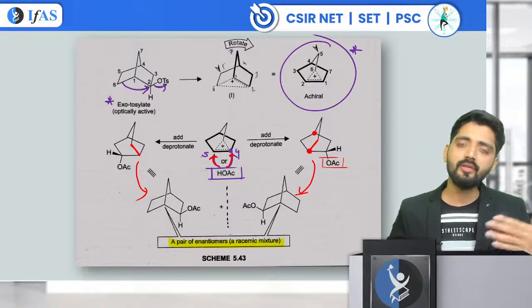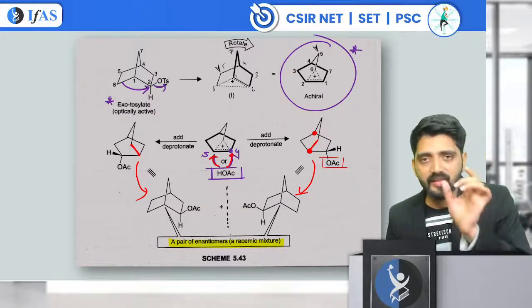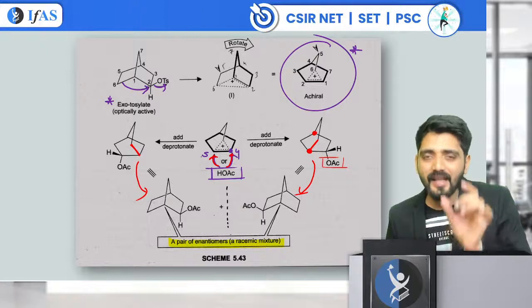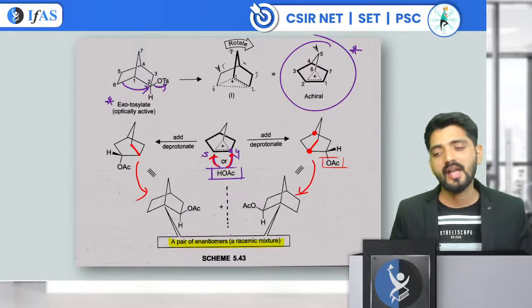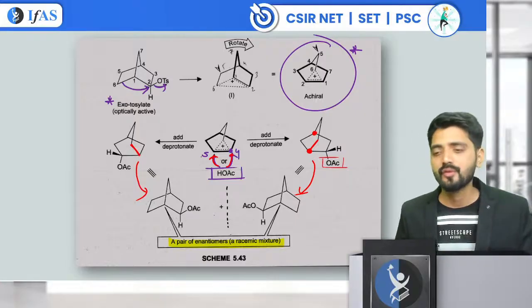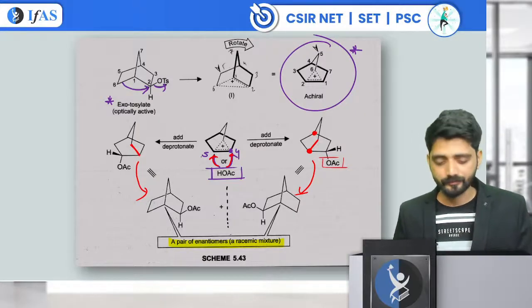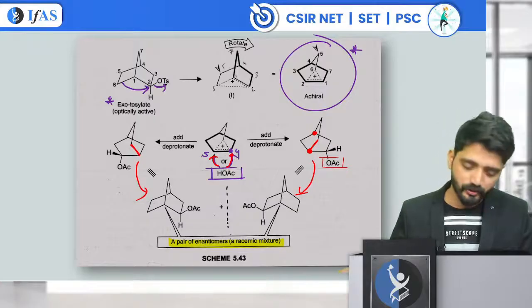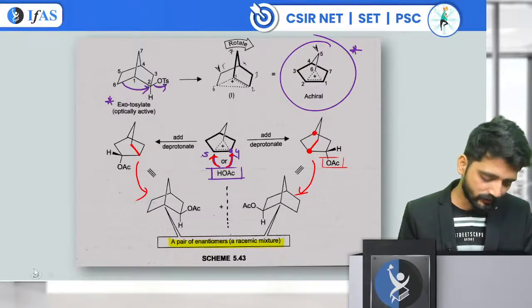So I will be moving on to the second case, when I have this tosylate group at the endo position instead of the exo position. Should I explain the second scenario? Are you clear with the first one? Is it completely digestible to you? This is how the book explains it.